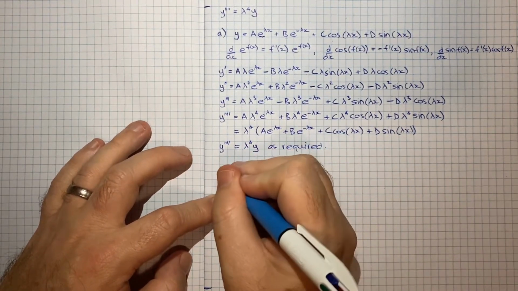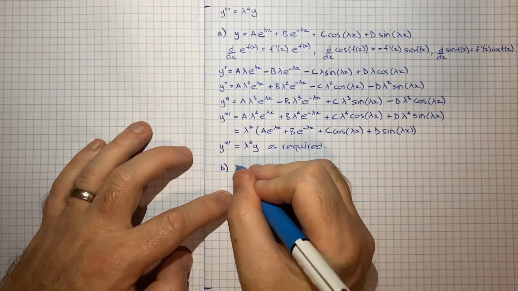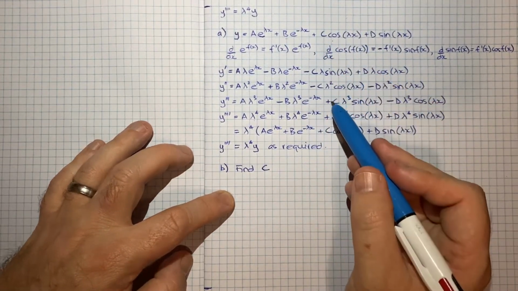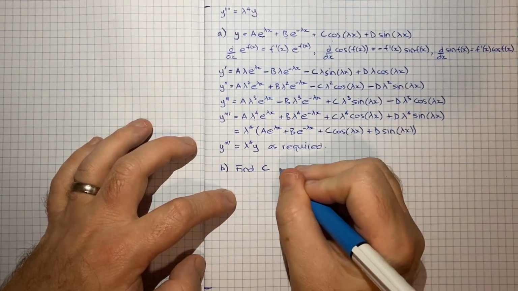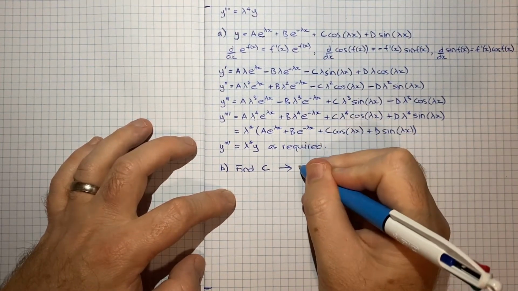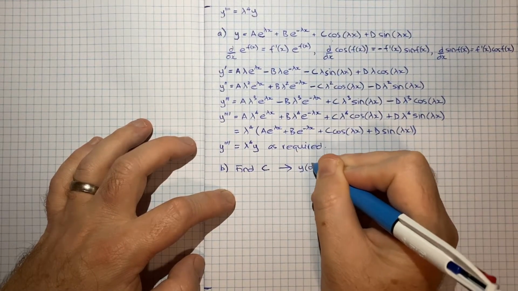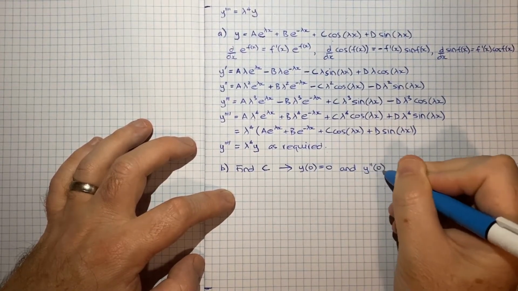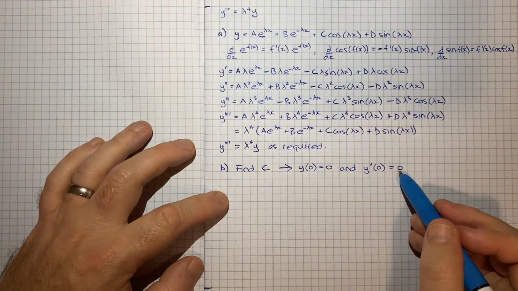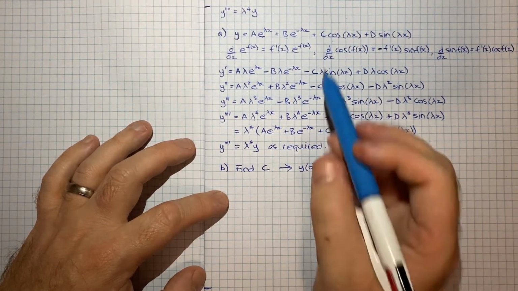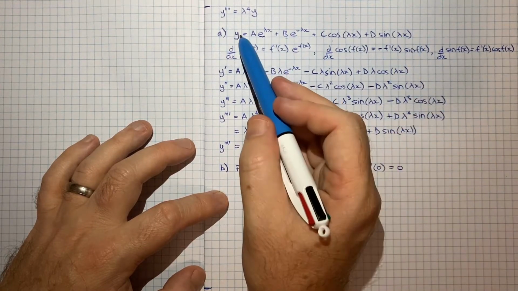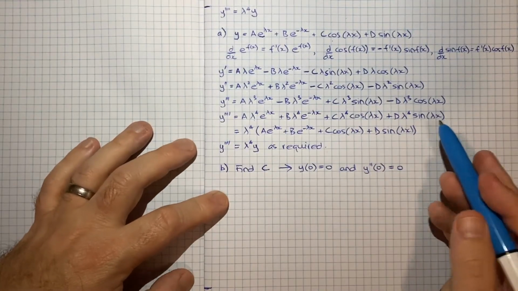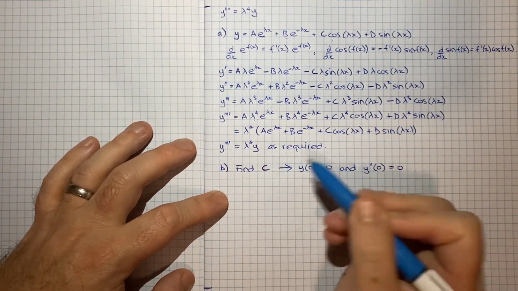Now for part B, we want to find the value of C, this capital C in this equation, noting that we're told that y at an x value of 0 will be equal to 0, and we're also told that y double dash at an x value of 0 will equal 0. So what we can do is substitute x equal to 0 into both our equation and our second derivative and see whether that all combines and simplifies to give us a value of c.